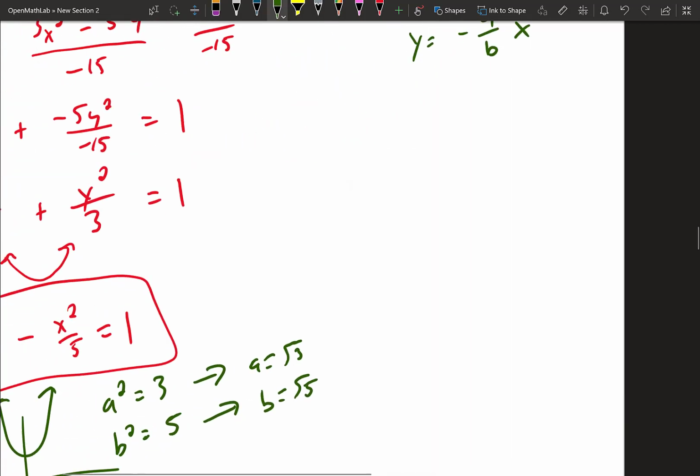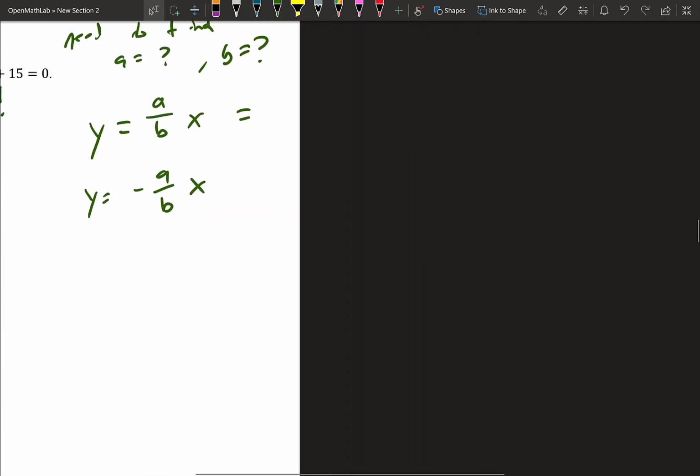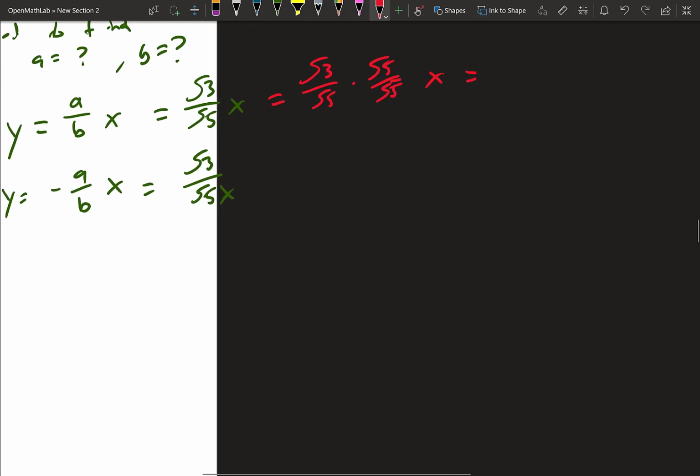So if I fill these values in, we would have a squared of 3 and b squared of 5, x, and then this would be radical 3 divided by radical 5x. And this would be equal to radical 3 divided by radical 5 times radical 5 over radical 5 times x. So I'm trying to rationalize the denominator. So that gives me radical 15 over 5 times x.